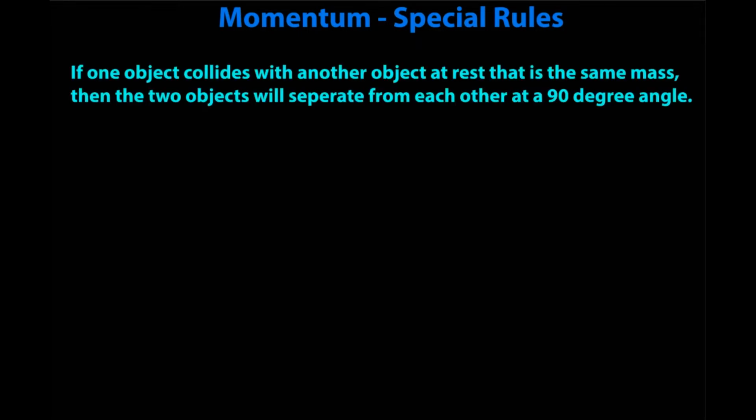So the first one has to deal with 2D collisions. And here's the rule. If one object collides with another object at rest that is the same mass, then the two objects will separate from each other at a 90-degree angle. As a side note, this only comes into play if the objects are round or will bounce off each other in a similar way. So let's say these are two billiard balls, because this rule actually does come into play in the billiard table quite often.